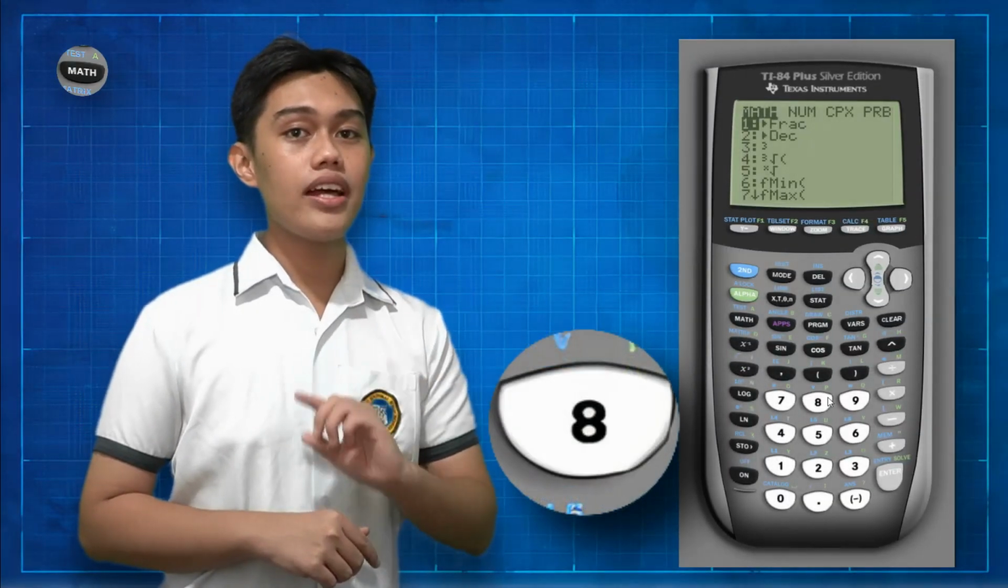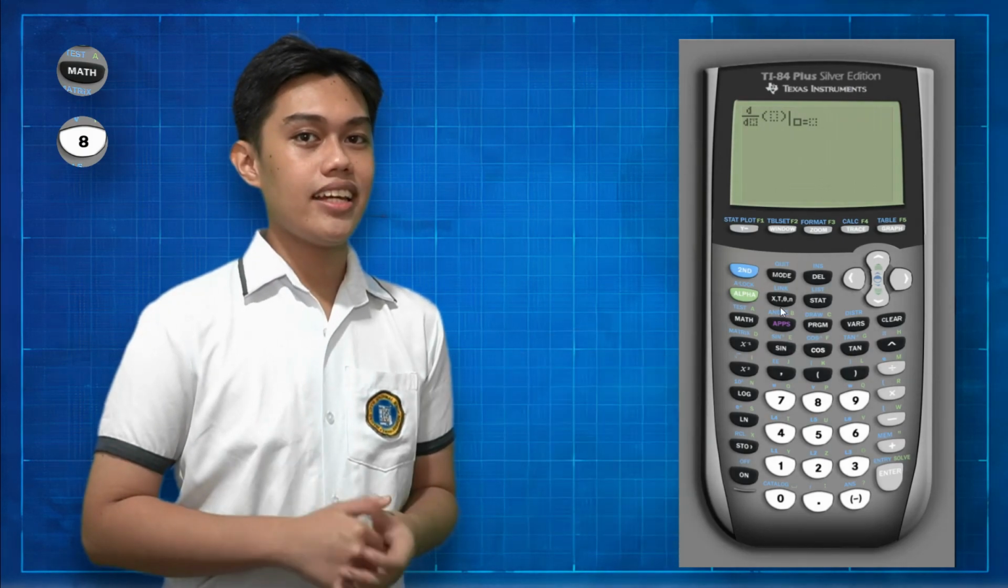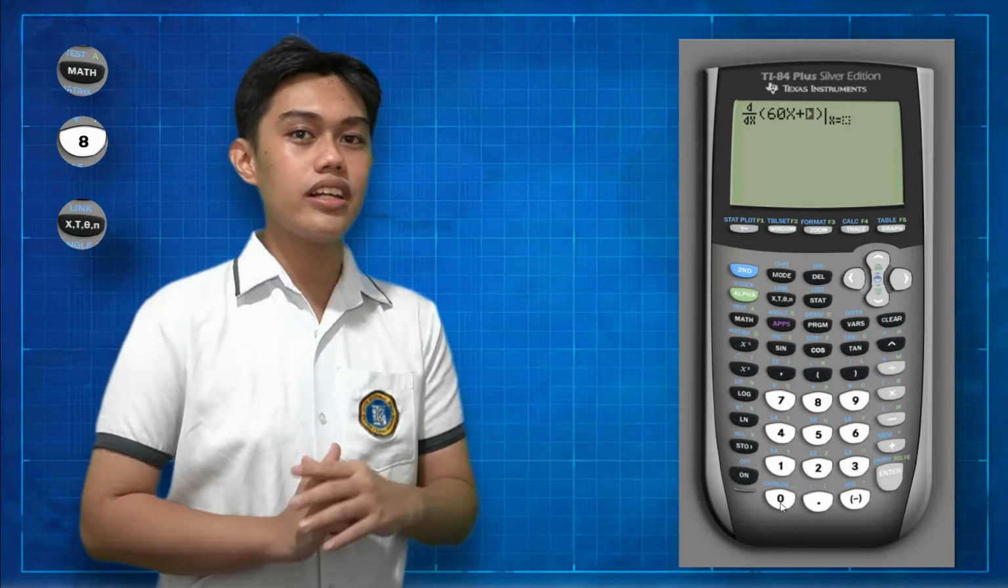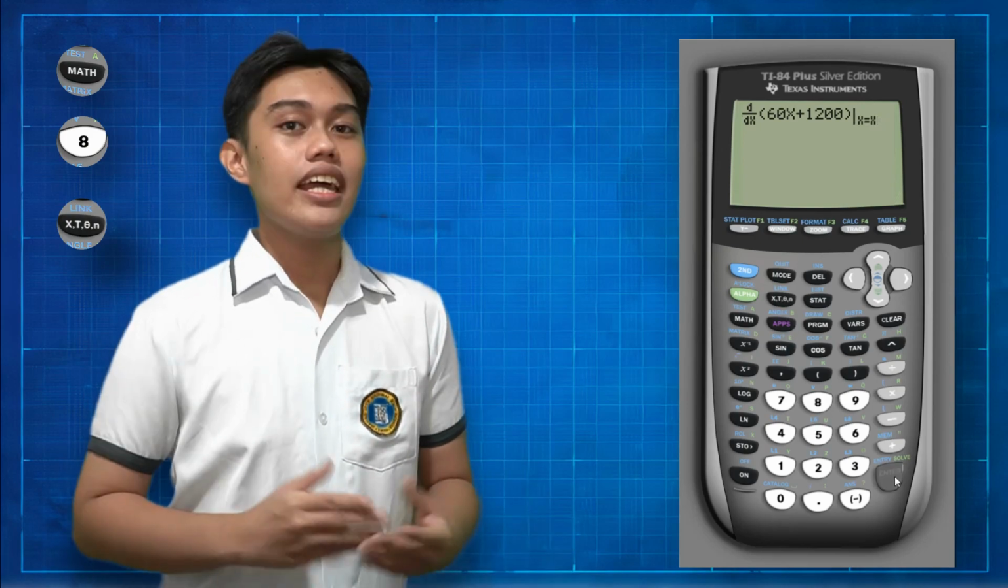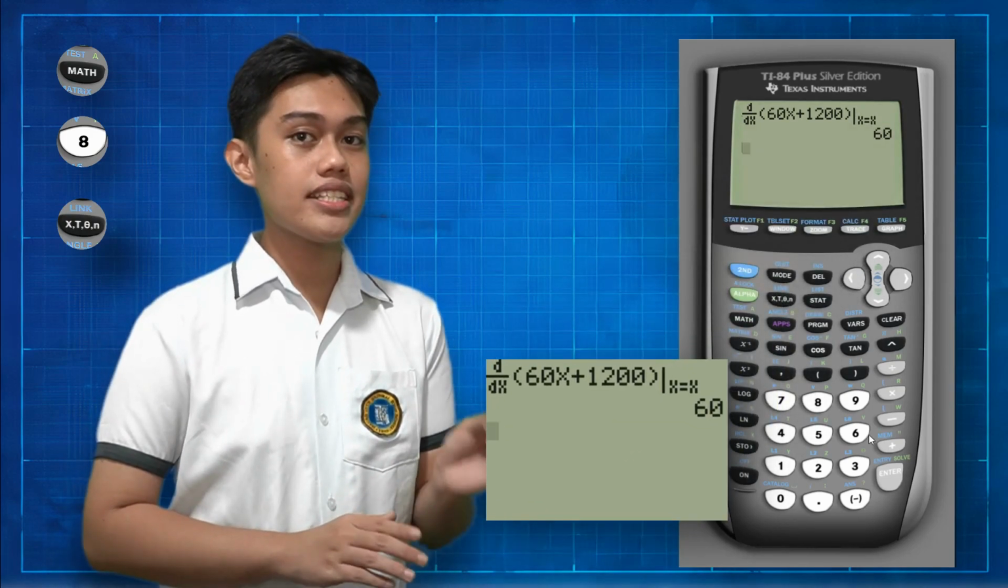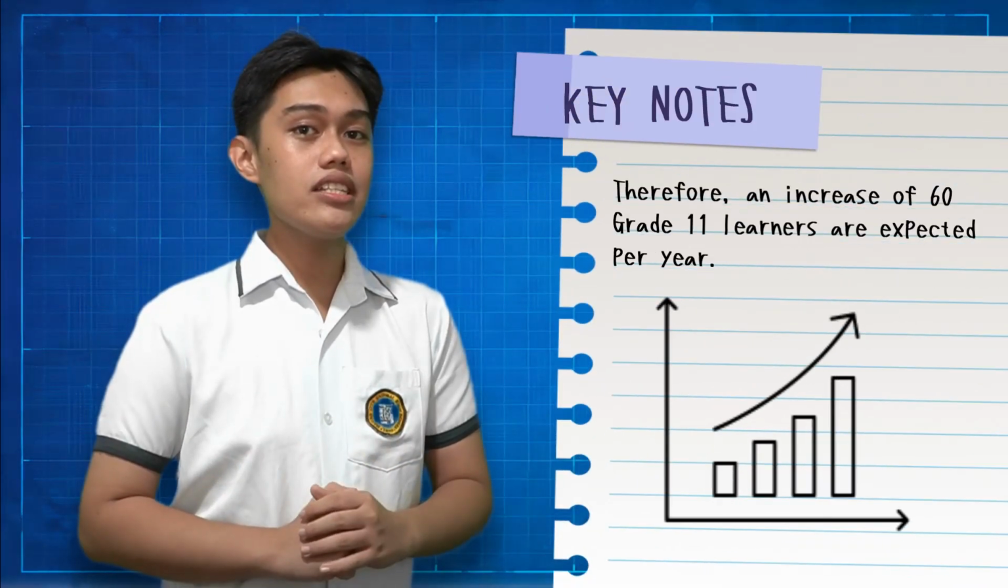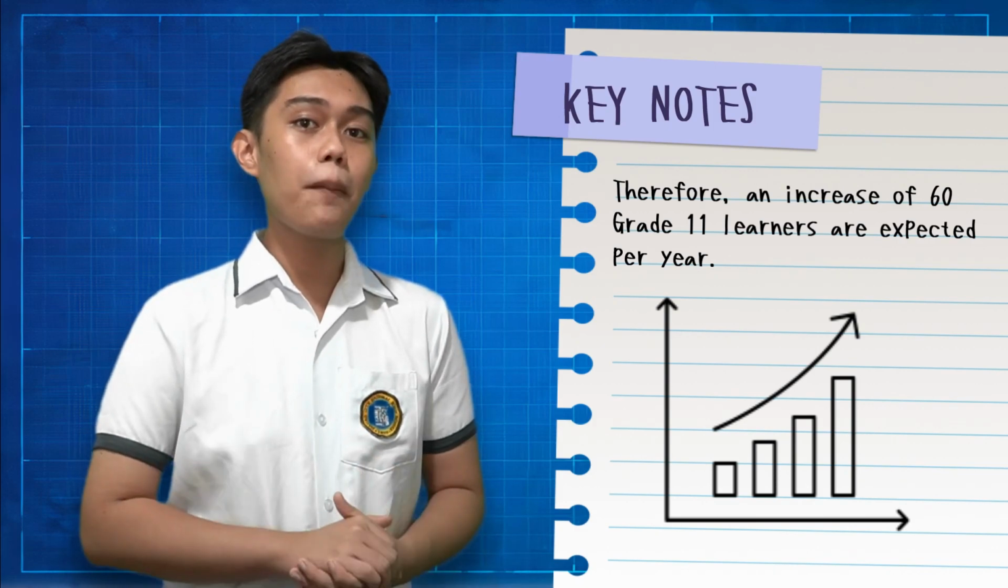Using our graphing calculator, we can solve for the rate of change much easier by following these steps. First, we will press the Math button, then press 8 to access the derive template. After that, you will be redirected to where you can substitute the given function. So d over dx, then input our function 60x plus 1,200 inside the parentheses, having the value of x is equal to x. In this case, the derivative of our function 60x plus 1,200 is equal to 60. Therefore, an increase of 60 grade 11 learners are expected per year.